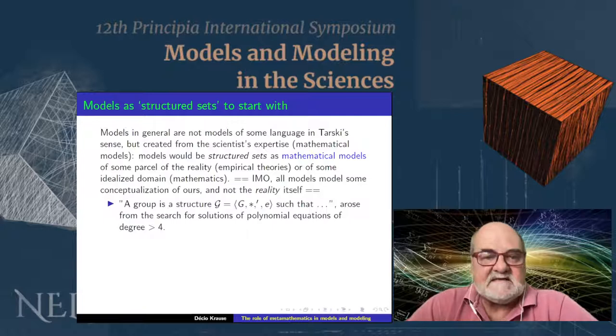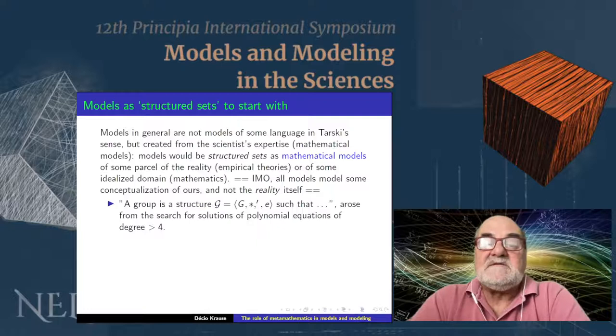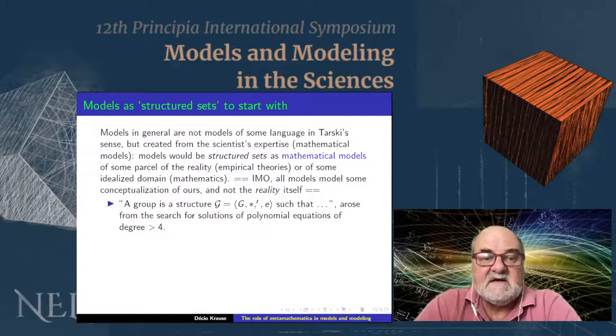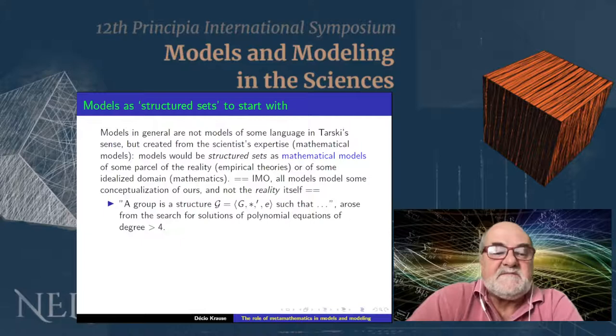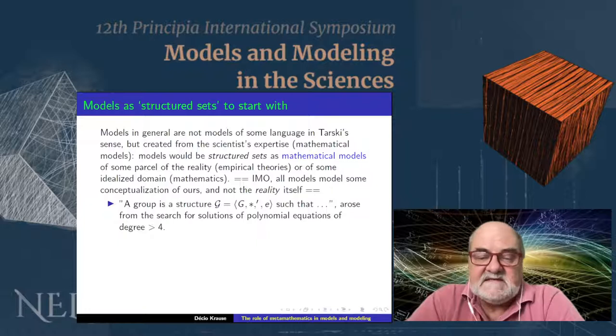Models, then, in general, are not models in the sense of some language in Tarski's sense, but are created from the scientist's expertise. That is, they are, in general, mathematical models in science. Models would be structured sets as mathematical models of some parts of reality in empirical theories, or some that idealize the domain in mathematics. In my opinion, all models are some conceptualization of ours and not the reality itself. But this is a particular opinion, an anti-realist opinion.